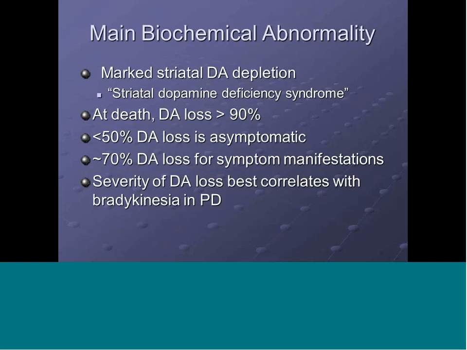The main basic abnormality is loss of dopamine. By the time patients have symptoms, they've lost about 70% of dopamine in the brain, which correlates with about 50% of dopaminergic neuron loss. People with less than 50% dopamine loss are asymptomatic, and by the time people die with Parkinson's, they have lost more than 90% of dopamine.